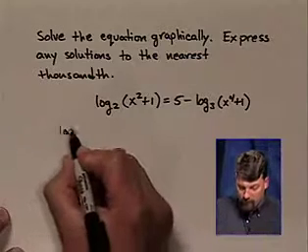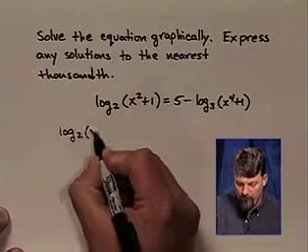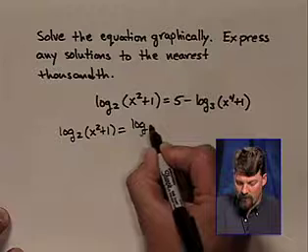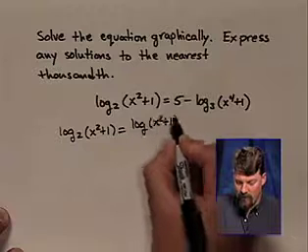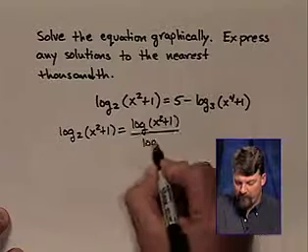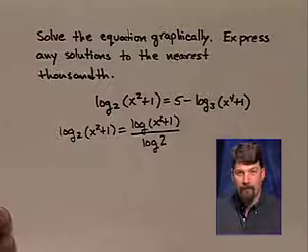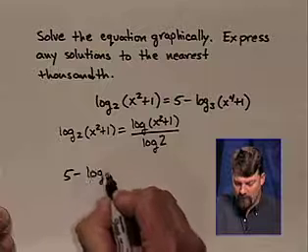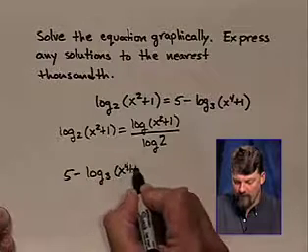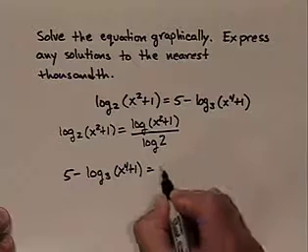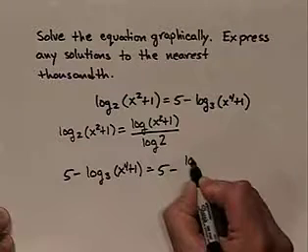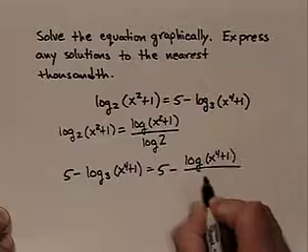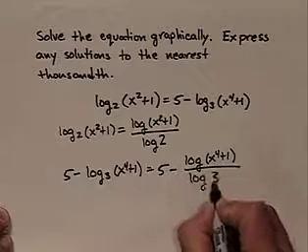The log base 2 of x squared plus 1, we could rewrite as the log of x squared plus 1 divided by the log of 2, and 5 minus the log base 3 of x to the fourth plus 1, we could rewrite as 5 minus the log of x to the fourth plus 1 divided by the log of 3.